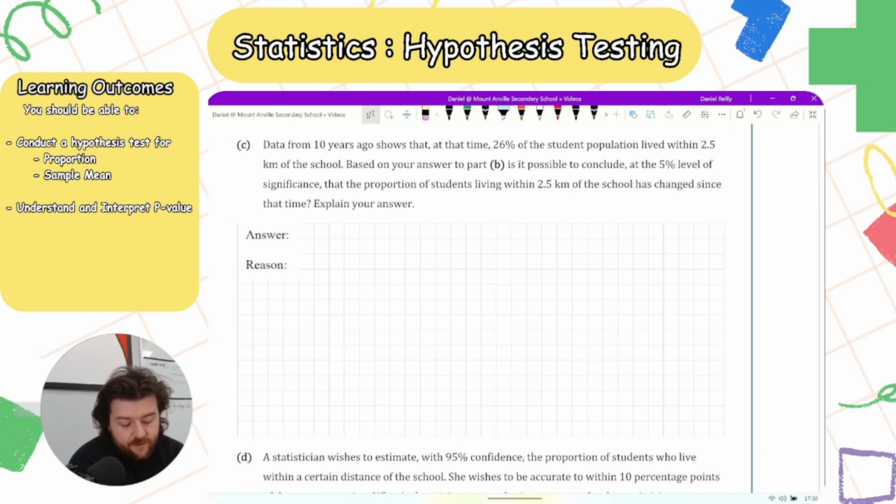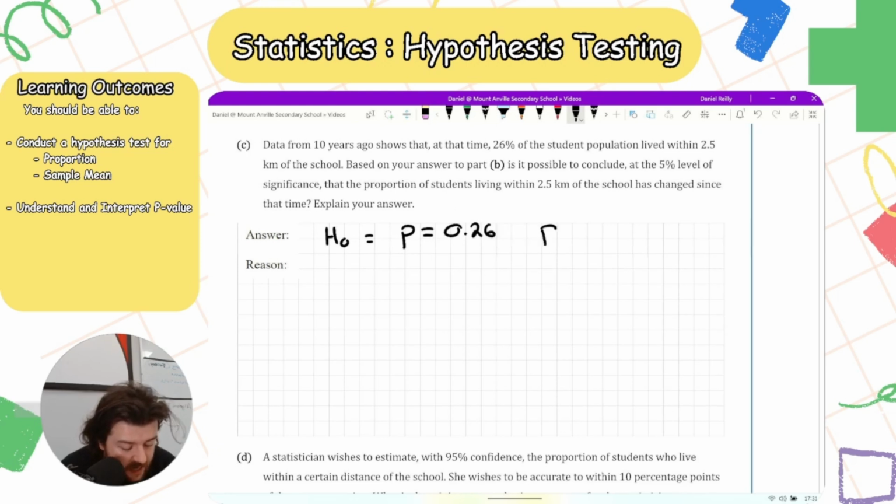Part C, data from 10 years ago showed that at the time, 26% of the student population lived within 2.5 kilometers of school. Based on your answer to Part B, is it possible to conclude at a 5% level of significance that the proportion of students living within 2.5 kilometers of school has changed since that time? So my null hypothesis would be the population proportion is 0.26, or 26%. Then the alternative hypothesis would be the population proportion does not equal 0.26.